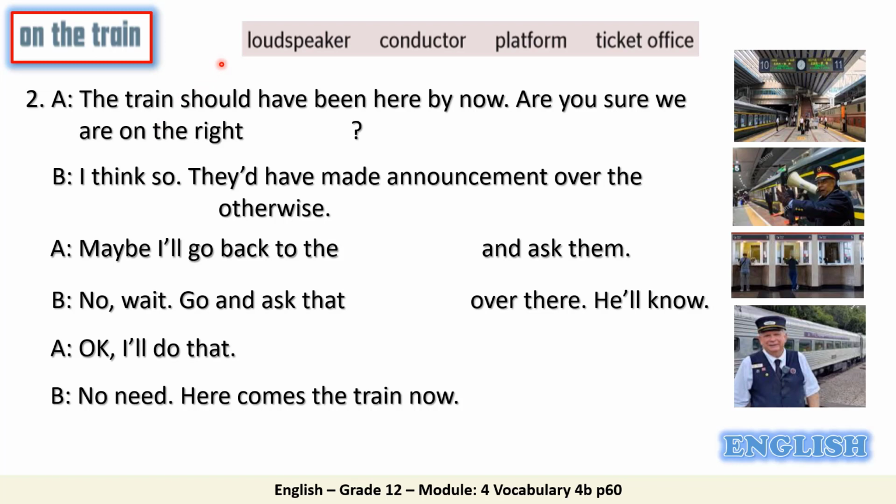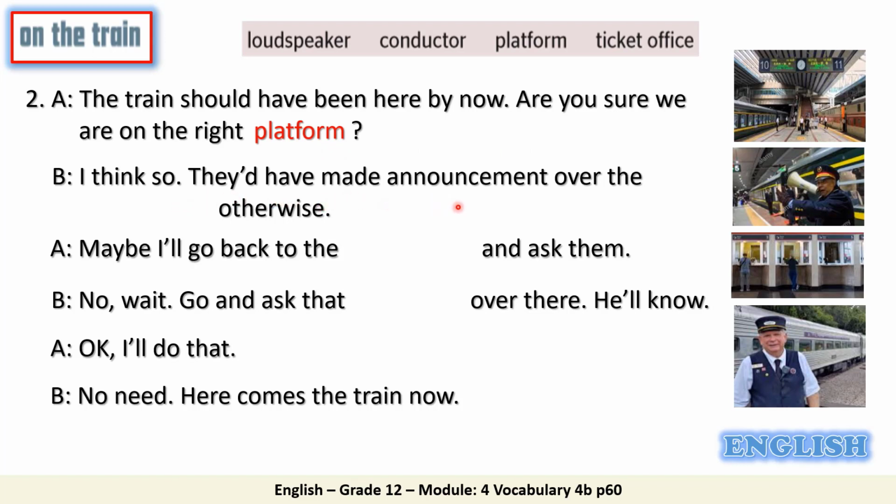Do the same right here. Pause for 2 or 3 minutes. Choose the right word for the blanks right here. And then once you have finished, please continue for the feedback, okay? This is a conversation between you and a friend of yours. You say, a train should have been here by now. Are you sure we are on the right? Are we standing or waiting on the right? What do we call this part? Exactly, it's platform, right?